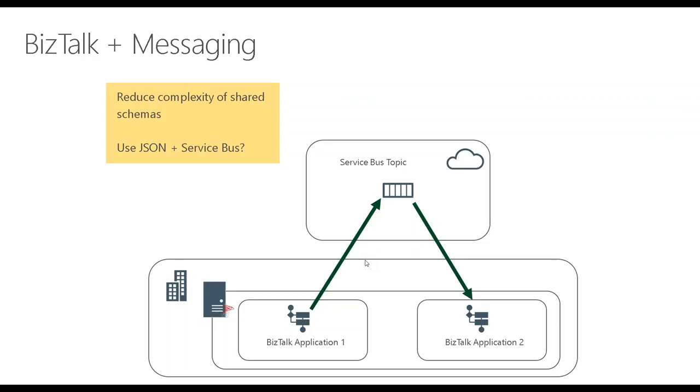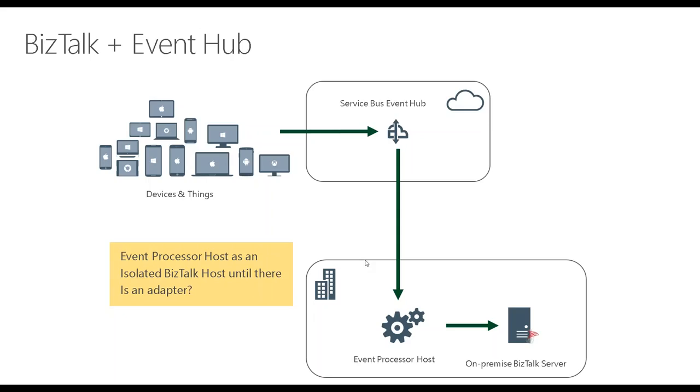So, done the demo. Event Hub, as I say, I think it'll be down the line, could be quite a cool one for BizTalk, but at the minute there's limited stuff you can do with it. So one of the options might be, if you're doing Internet of Things stuff and you're hitting an event hub, you could use event processor host like I showed in the demo earlier and then forward messages onto BizTalk. So one option might be to use event processor host as an isolated BizTalk host while there's no adapter for this, so that would be quite interesting.